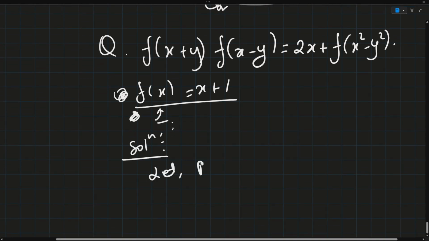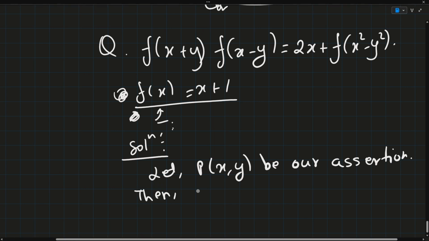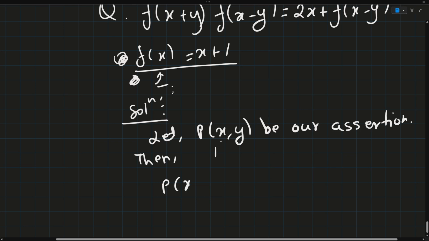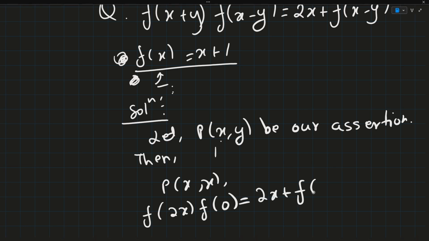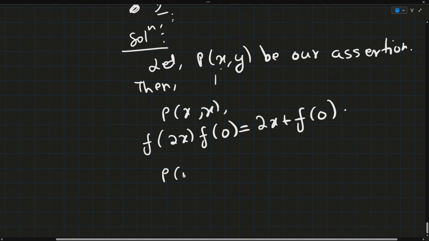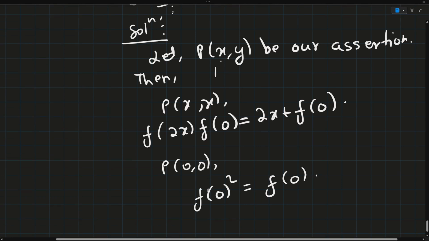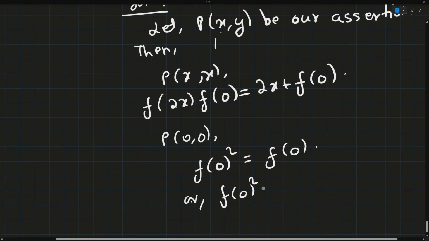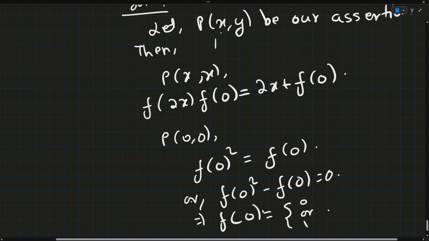So let P of x comma y be our assertion. Then we substitute P of x comma x, and we get f of 2x times f of 0 is equal to 2x plus f of 0. Now if we substitute P of 0 comma 0, we get f of 0 whole square is equal to f of 0, or f of 0 whole square minus f of 0 is equal to 0, which implies f of 0 is equal to 0 or 1.